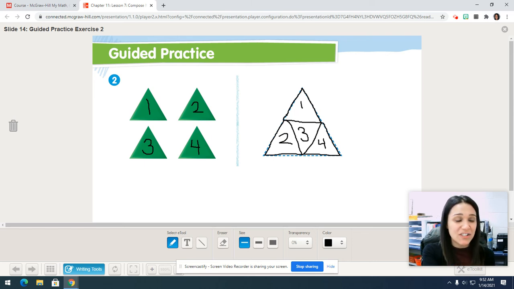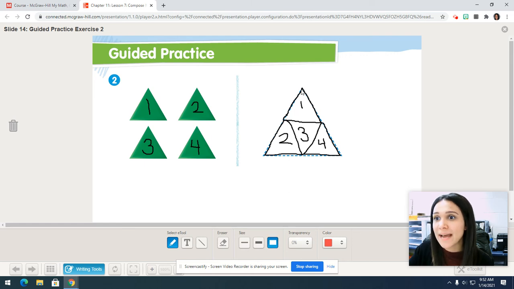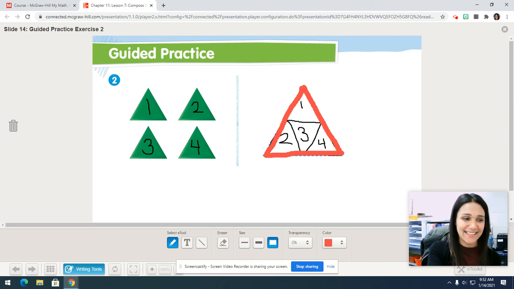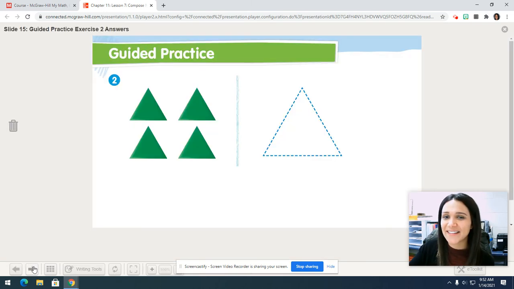Now what we're going to do is I would like for you to grab your crayon. We're going to trace all of our sides to see what composite shape we made. Ready? 1, 2, 3. Echo me, composite. Great job. Our composite shape is a triangle. Let's go to the next one.